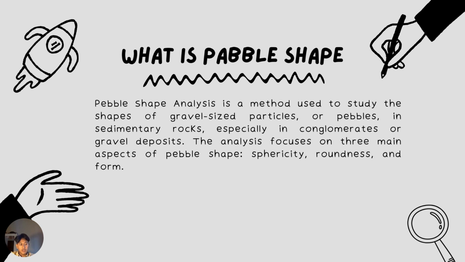So these three aspects are very important to determine whether the pebble is from the upstream, the midstream, or the downstream. And also we can know about the transport distance from these three aspects.